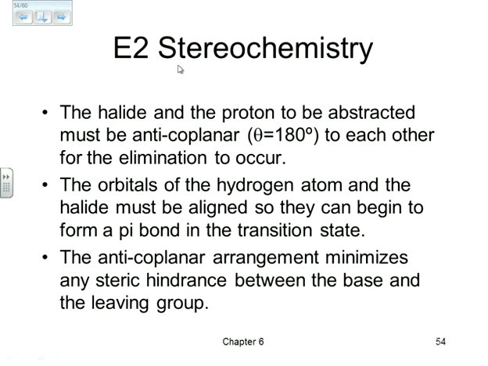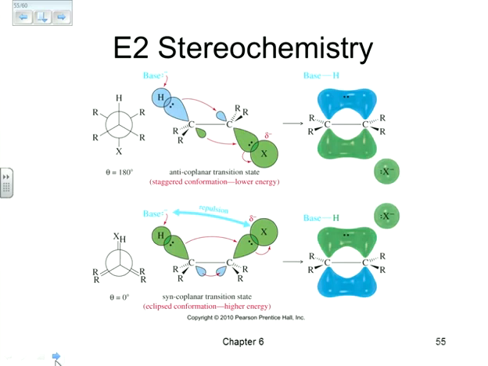Now, for E2 stereochemistry, and we'll get more into this in chapter 7, but just know that right now, it likes for the hydrogen and the leaving group to be 180 degrees apart. So let me show you with these Newman projections. So the leaving group is X, and here's our hydrogen. Okay, now think about crowding. So do you see that these two here are 180 degrees apart? That's favorable. And so a base can come in up here, and the leaving group can leave down there. You know, no crowding or anything.